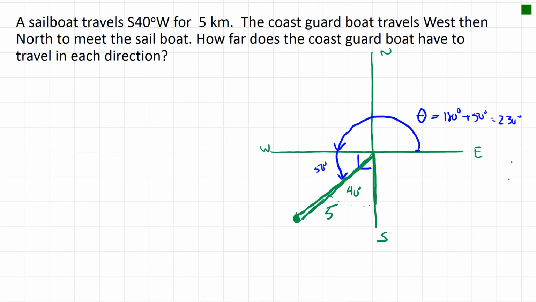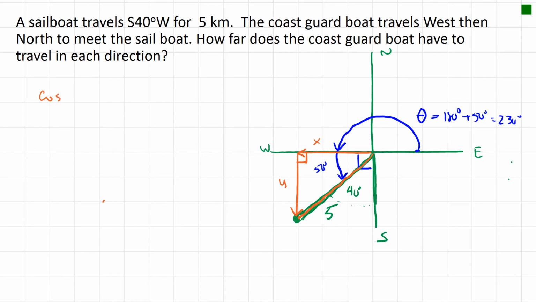When we're going to solve this problem, I'm going to use the triangle that we make with the x-axis here. And we want to find out how far is the sailboat going to have to travel in each direction. So I want to find the x value, how far is it going to go towards the west, and how far is it going to go towards the south. So the Coast Guard boat, in order to meet that sailboat. So let's use trigonometry to help us with calculating x.